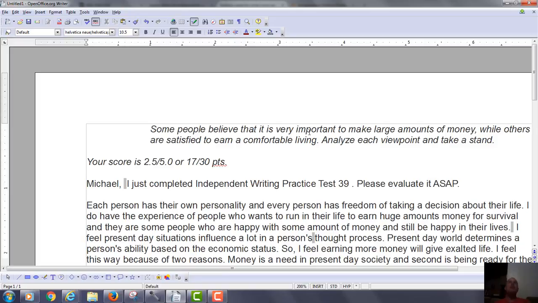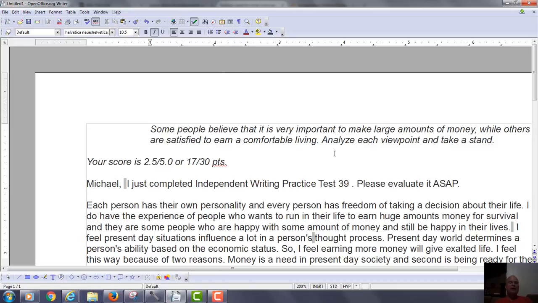So I would imagine that this would have 4 paragraphs. So the first paragraph is your introduction. The second paragraph focuses on making large amounts of money and why some people like to do that. The third paragraph will focus on why others want to earn a comfortable living. And then the last part is your own opinion. Do you see what we're saying?